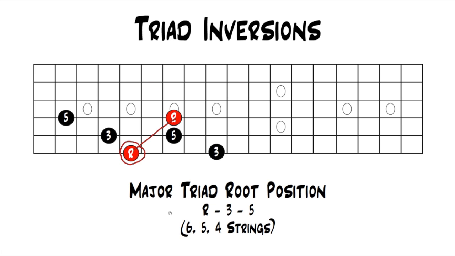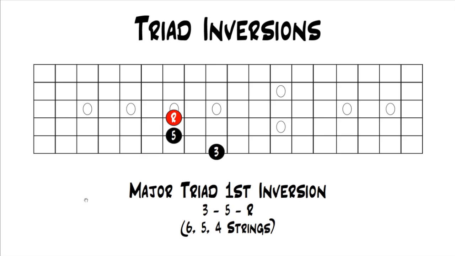So you're staying on the 6th, 5th, and 4th string, or whatever string set we're talking about. Right now we're talking about the 6th, 5th, and 4th string. And you're just moving each of these notes up to their next closest interval, and then that becomes your first inversion. So this shape right here is called your first inversion.